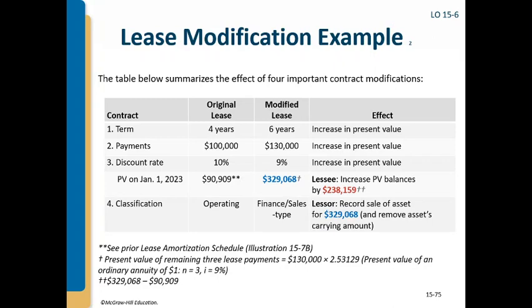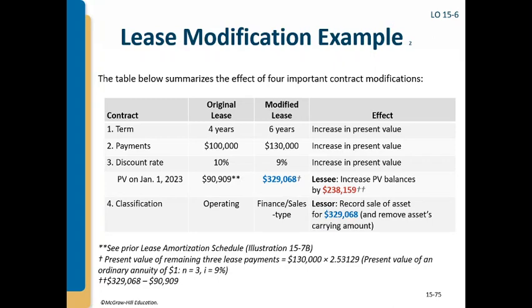And then the other thing is, you have to reassess the type of lease this is. Well, it was an operating lease because you didn't meet any of the 5 requirements for a finance sales type lease. But now that you've met the requirements, the term is for the full useful life, and there may be some other requirements that are met as well, but it just has to meet one of those five in order to qualify as a finance sales type lease, and it does.